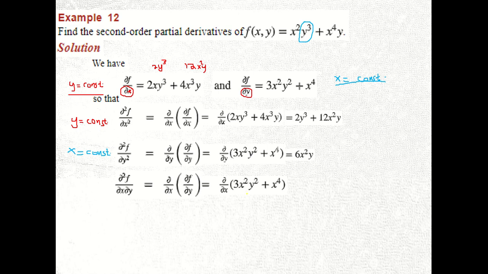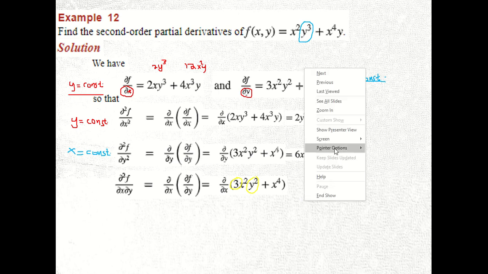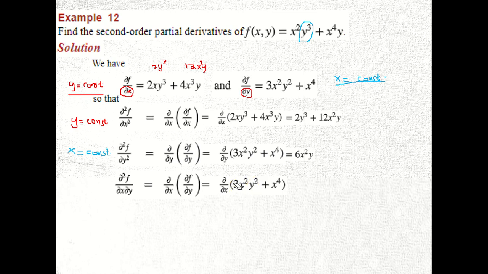So this is the result of differentiating partially with respect to y, and after that differentiating it with respect to x. With respect to x, we have to hold y as constant. So 3 here is a constant, y is a constant, because we have to differentiate partially with respect to x. So we just take the partial derivative of this term with respect to x, so only x squared. We just deal with x squared here because y is constant.